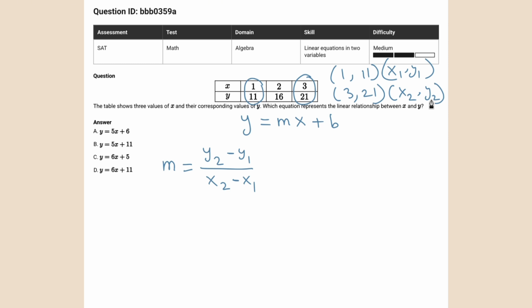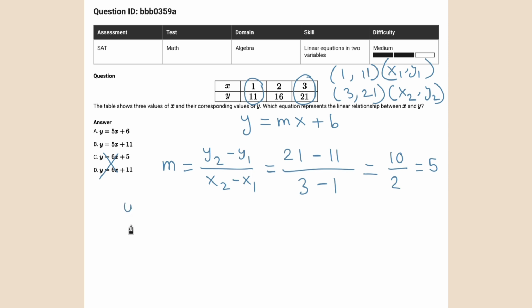Now carefully substitute them. y2 is 21, y1 is 11, x2 is 3, and x1 is 1. So this will be 10 over 2, which is equal to 5. And there you go, you have the slope. Now, you can go back to the options already and just cancel out these two, because they are saying that the slope is 6, which is wrong, okay? So you can cancel out these two, or you can continue with finding the y-intercept first.